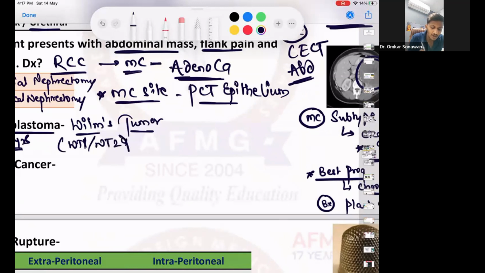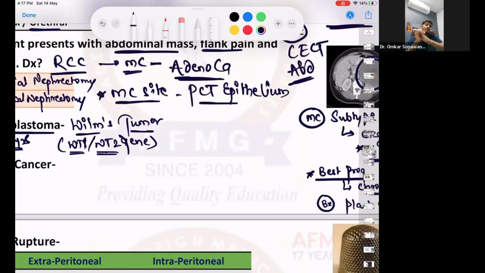Wilms tumor 1 and Wilms tumor 2 gene mutations, and therefore it is associated with other syndromes. WT1 is associated with Denys-Drash syndrome, whereas WT2 is associated with another syndrome.